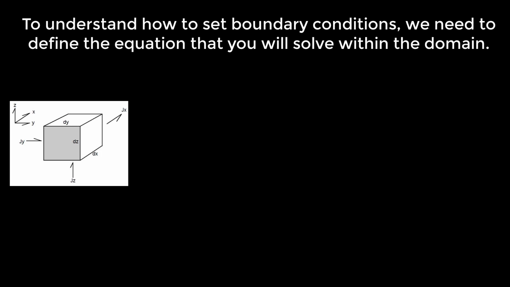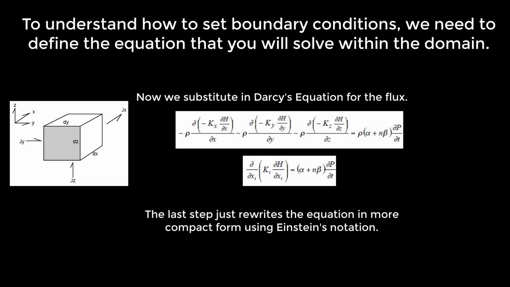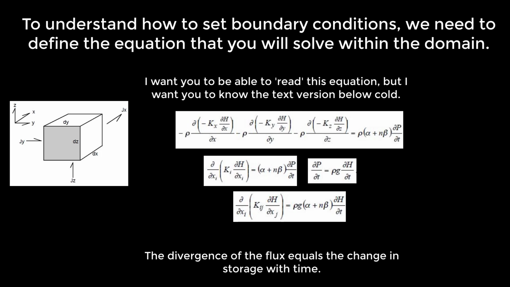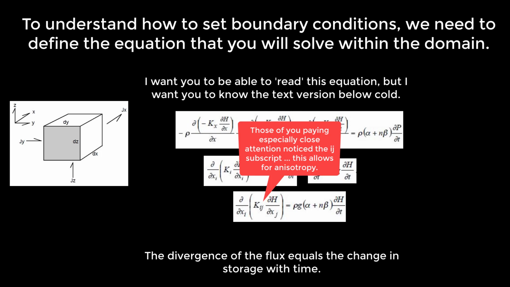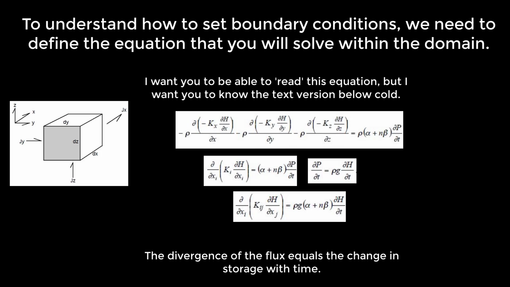Just a couple more steps, we're almost done. The next thing that we're going to do is substitute Darcy's equation in for the flux on the left-hand side, and we're then going to simplify that using a notation that allows us to show all directions is just a subscript. And then we're going to expand this a bit and replace the pressure head with hydraulic head on the right-hand side so that we end up with the flow equation. And I'd really like you to be able to read through this equation, so essentially turn the math into English, and I would like you to memorize this form, this textual form of the flow equation. The divergence of the flux is equal to the change in storage with time.